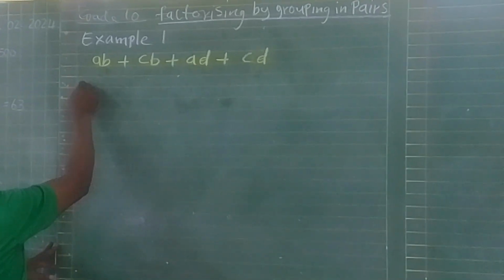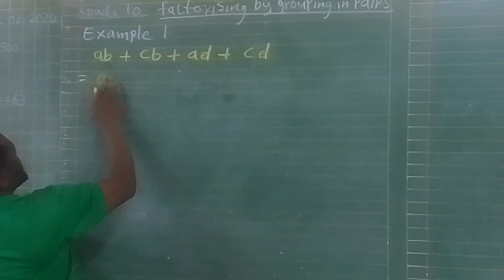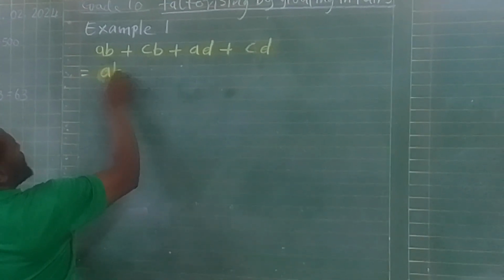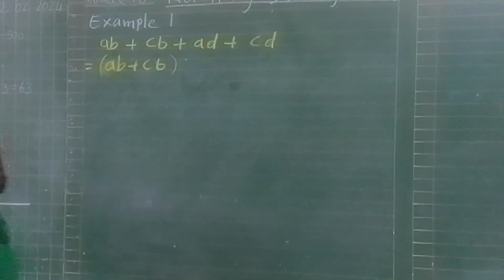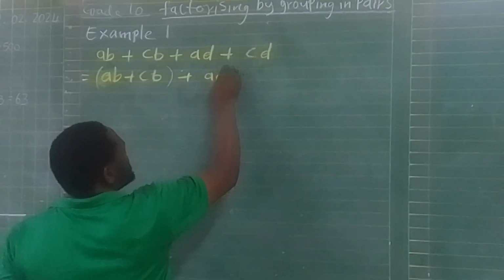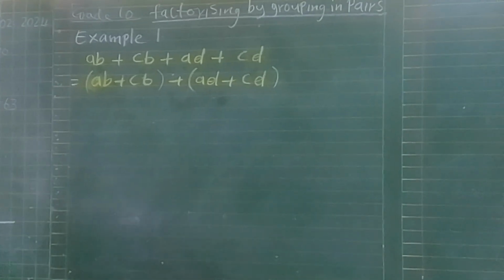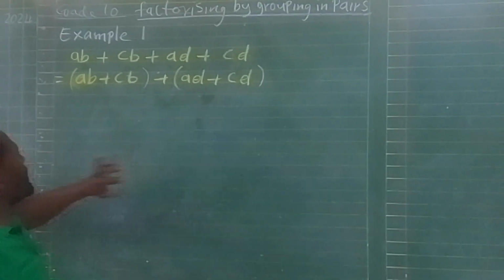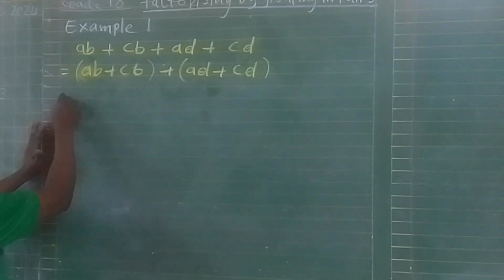Let's do that. This is equal to AB plus CB. I put them together like that. Plus AD plus CD. I put them together like that. Now you can see that these are paired. You cannot see it now, but as we go along, you will see it.